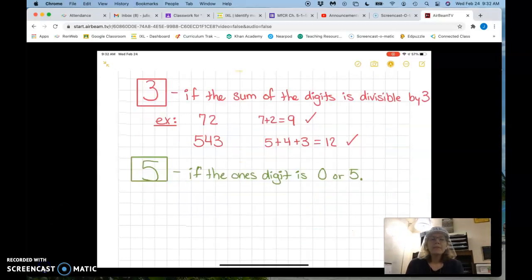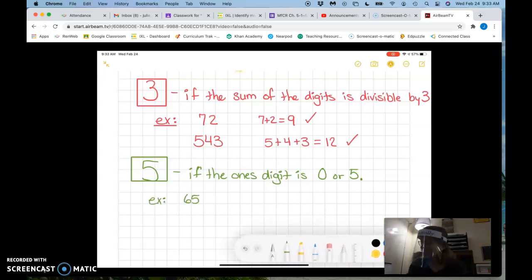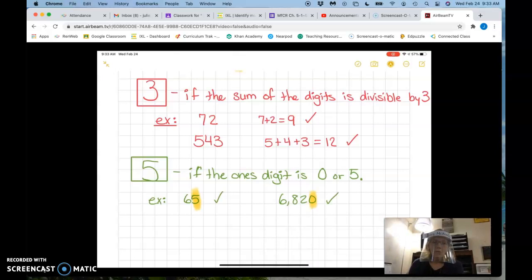A number is divisible by 5 if the ones digit is a 0 or a 5. So let's look at a couple of examples. 65. Is the ones place a 0 or a 5? Yes. So this is divisible by 5. If we had 6,820, look at the ones place. Is the ones place a 0 or a 5? Yes, so that would be divisible by 5 also. So as long as the number ends with a 0 or 5, it is divisible by 5.